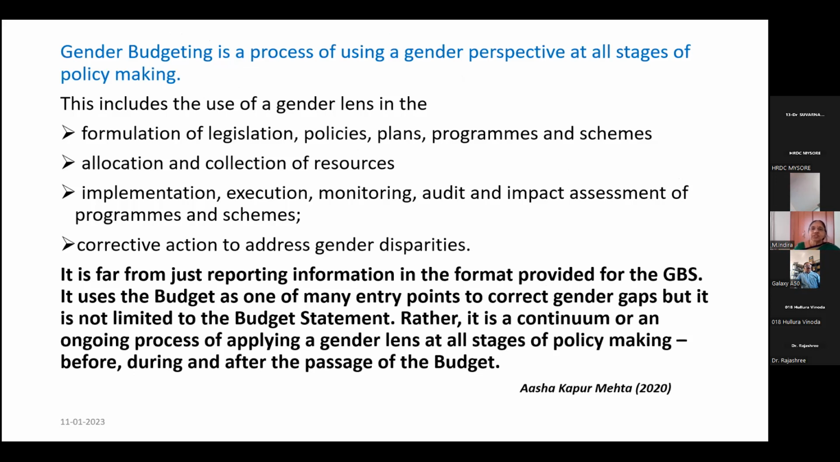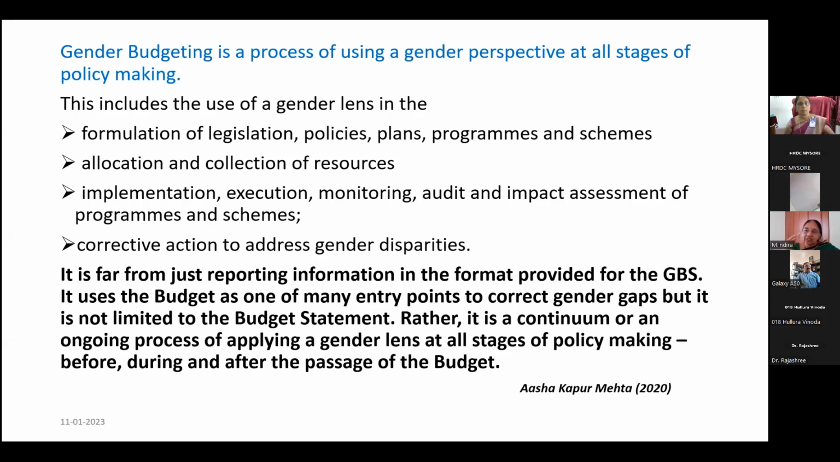So gender budgeting is a process of using a gender perspective by the policymakers, at all stages of policy making. So it includes the use of a gender lens. What does gender lens mean? Actually, gender lens is also a concept which I had not included in the earlier session. It is like, my power is short, so I use glasses. Many of us use glasses because our sight is short. That means we are using lenses to correct our vision. We look through our glasses, so we have better vision.